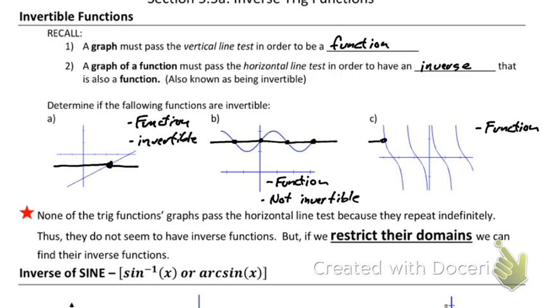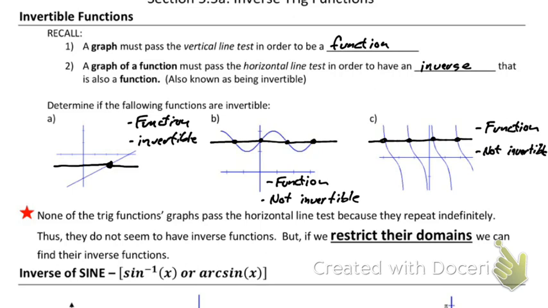However, if I put a horizontal line in there, that does not pass. So at most, I should say at most, it can hit 1 point. So it is not invertible. So that was kind of a review for one really big aspect. Picture any trig function. Sine, cosine, cosecant, secant, tangent, or cotangent. None of them pass the horizontal line test, which means they're not invertible. So as they stand, you can't take the inverse of it.